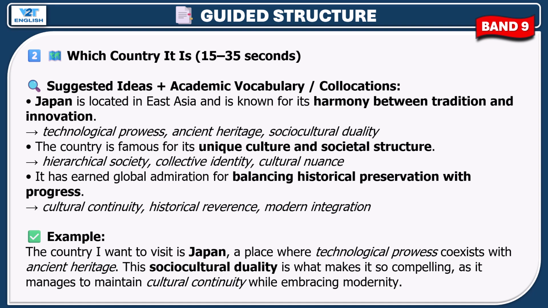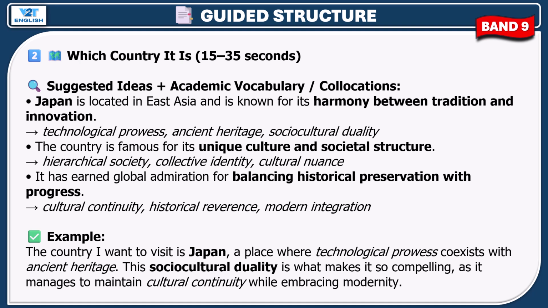2. Which country it is, 15 to 35 seconds. Suggested ideas plus academic vocabulary and collocations. Japan is located in East Asia and is known for its harmony between tradition and innovation. Technological prowess, ancient heritage, socio-cultural duality. The country is famous for its unique culture and societal structure. Hierarchical society, collective identity, cultural nuance.